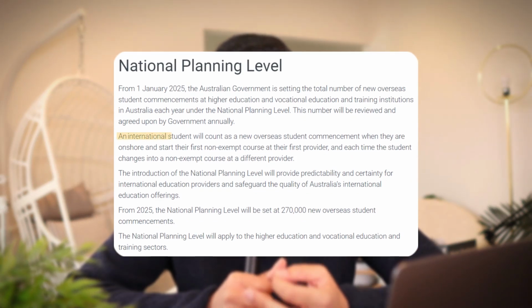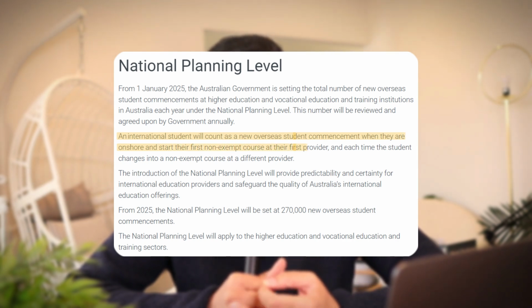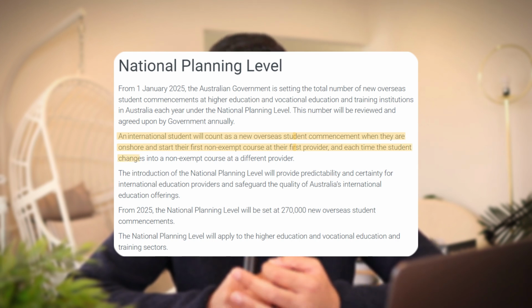It has been explained on the Department of Education's website. They say an international student will count as a new overseas student commencement when they are on shore and start their first non-exempt course at their first provider, and each time the student changes into a non-exempt course at a different provider. So basically, any student who is starting their new course in Australia or changing the course at a new provider will be counted as a new commencement.